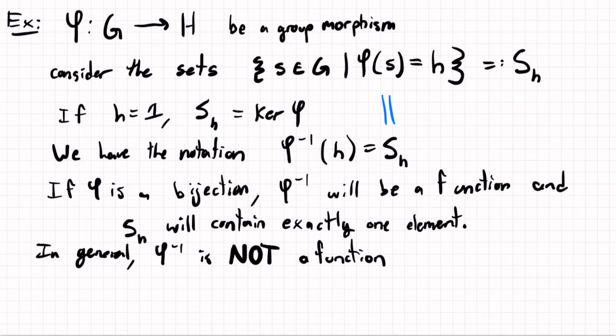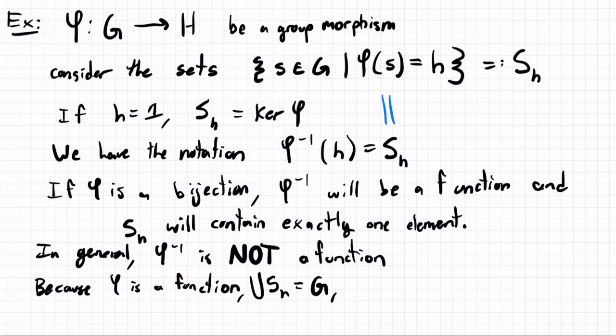Okay, so now the reason this is an example of an equivalence relation is because phi is a function, which means that every value in G maps to something. So that's the same thing as saying the union of the SH equals G.